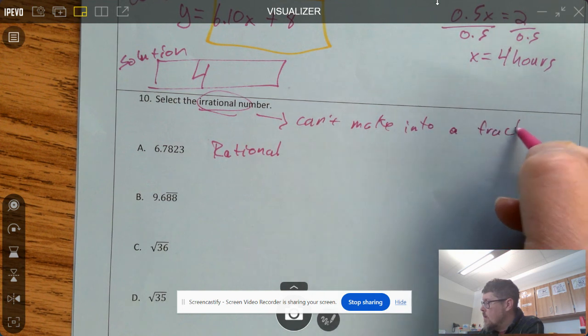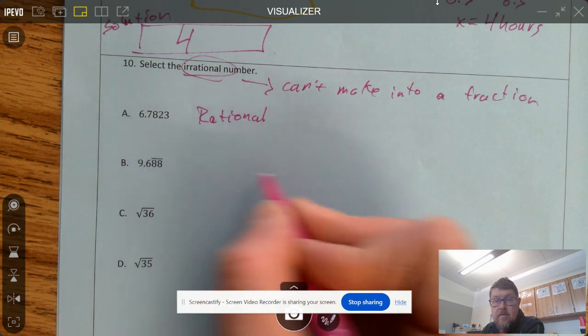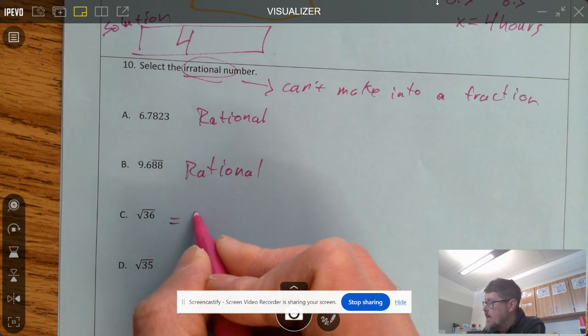Okay. This has a pattern to it. It just is 8 going on forever. So since it has a pattern, that's rational. Square root of 36 is going to be either positive or negative 6.